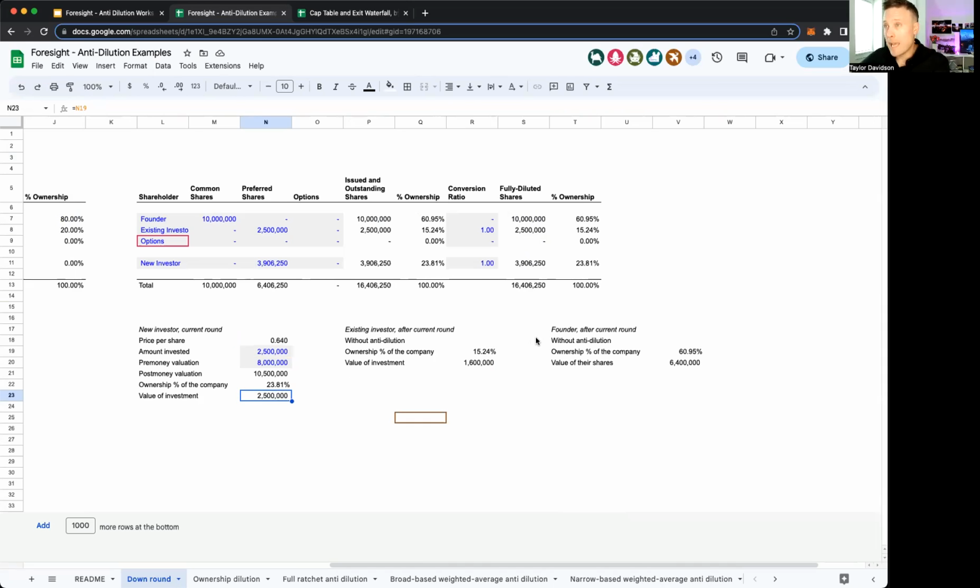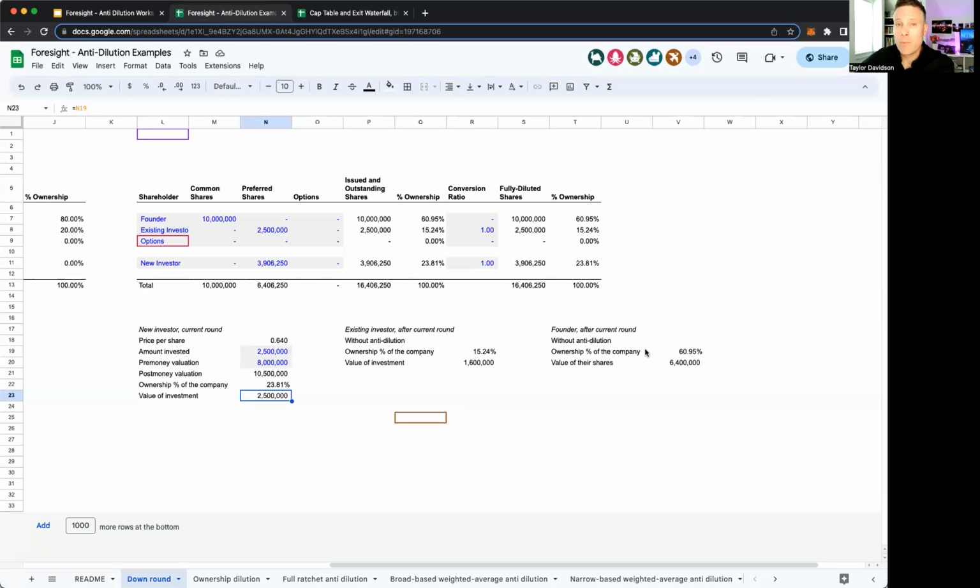And so, in the absence of any adjustments or any effects from anti-dilution, their ownership went down from 20% to 15%. And perhaps more importantly, the value of the investment went down from $2.5 million to $1.6 million. So roughly a 5% change in ownership, but a pretty drastic change in the value of their investment. And from a founder's perspective, without any anti-dilution changes, they got diluted down to 60%.